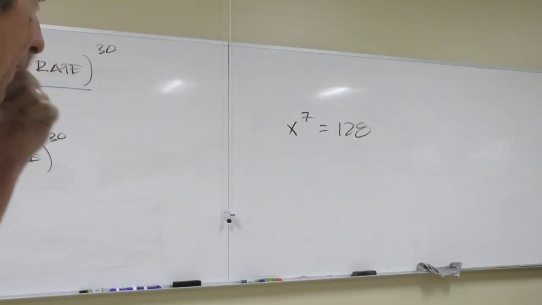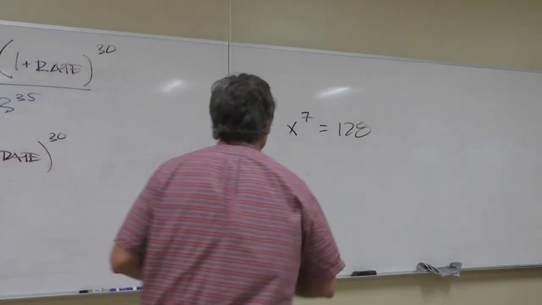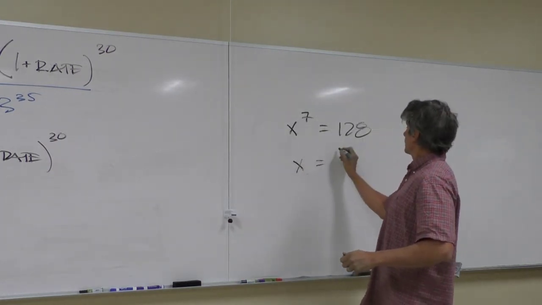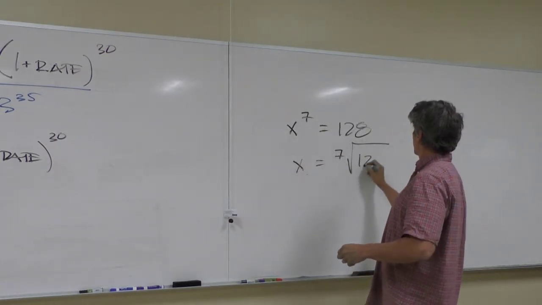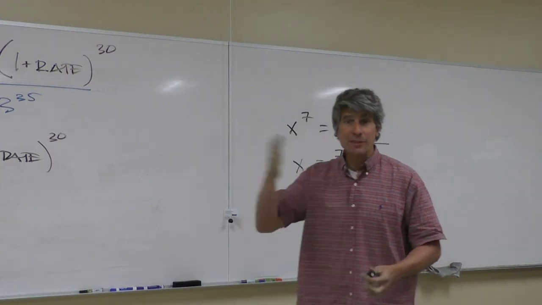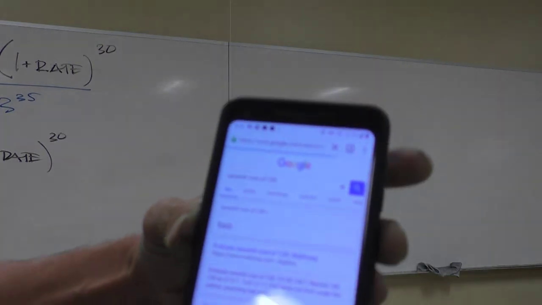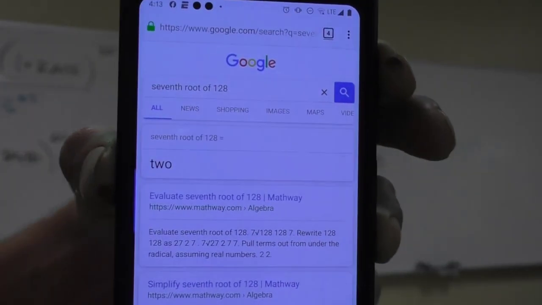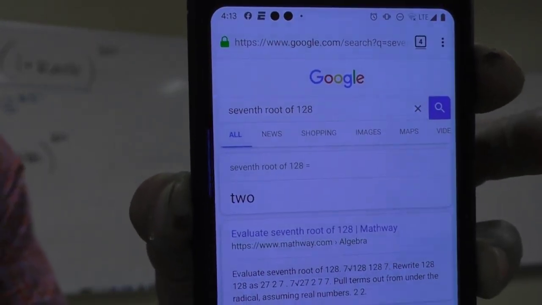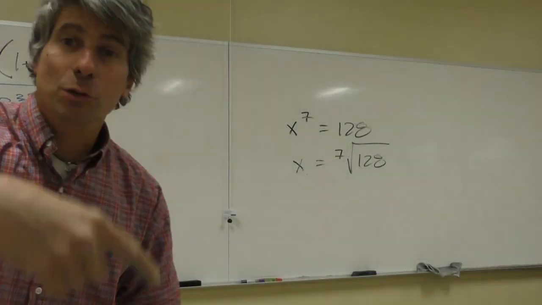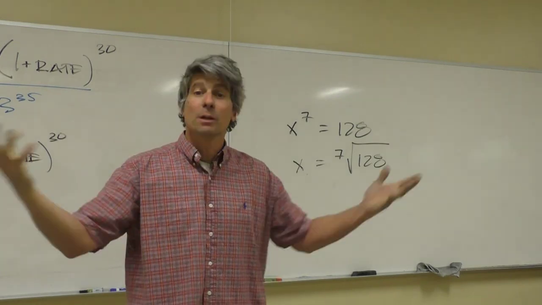So, all we've got to do is say, what's the 7th root of 128? 7th root of 128. Let's use Google and type that in. 7th, S-E-V-E-N-T-H, root of 128? 2. I did make up a nice one. Just 2. Because 2 times 2 times 2 times 2 times 2 times 2 times 2 is 128.